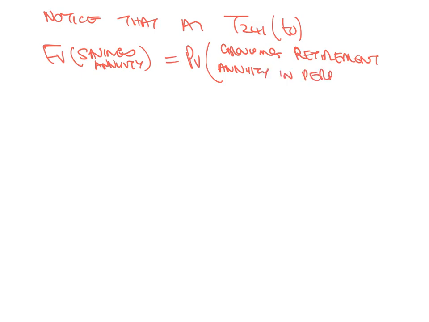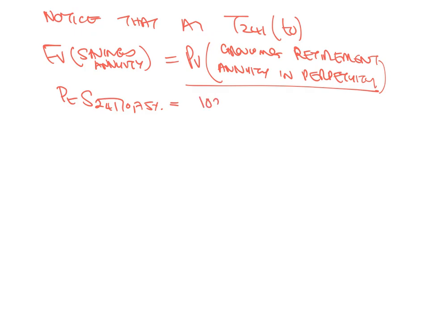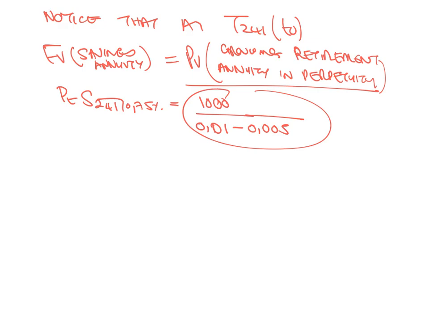Now we've already found out what these quantities need to be. The future value of the savings annuity is PT S 241 at 0.75%. The present value of this growing perpetuity is PT star over I star minus R star, which was 1,000 divided by 0.01 minus 0.005. If you work this out, you should get 200,000.